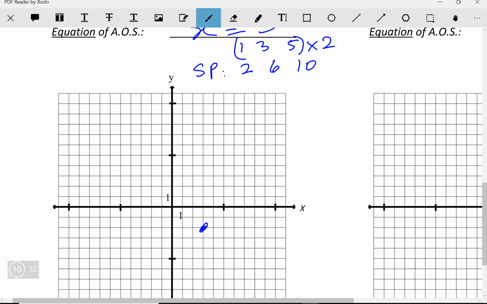So I go 1 and then 2 up, 1 left, 1, 2, 3, 4, 5, 6 up, and then 1 more, and then I go 10 up, but I'm not going to reach there, so that's fine. I'm just going to make this symmetrical around my vertex and graph my parabola. Of course, I do have to label stuff. What is this vertex? 3, comma, negative 2.